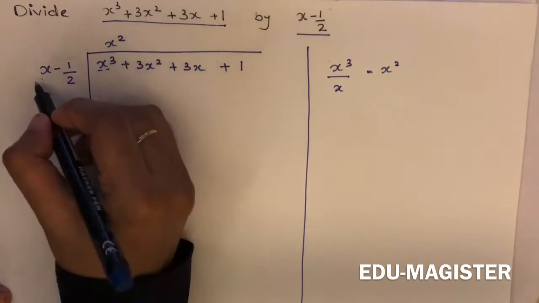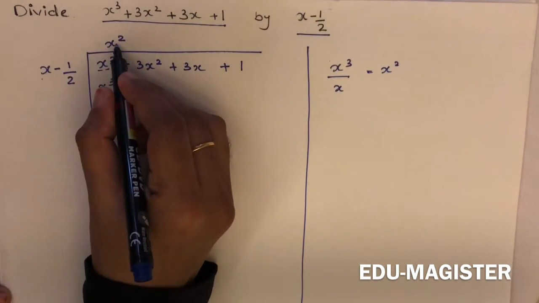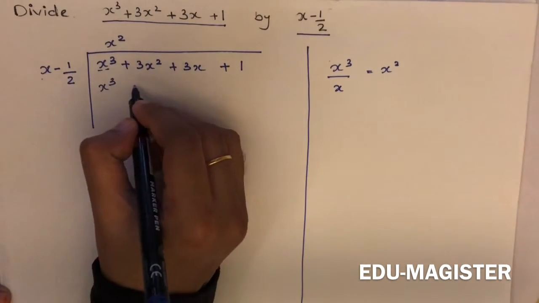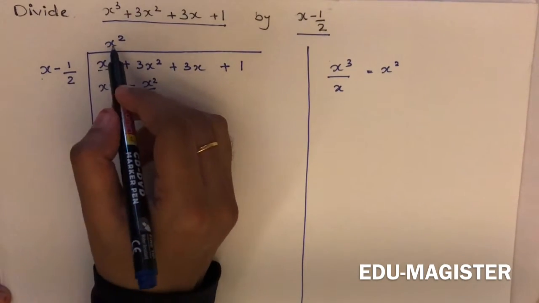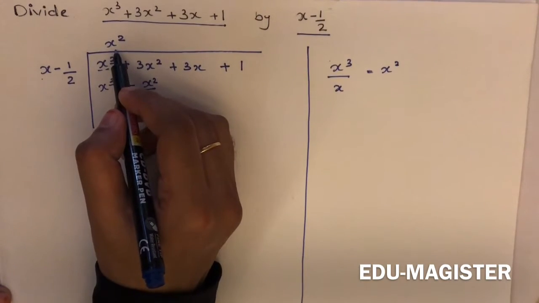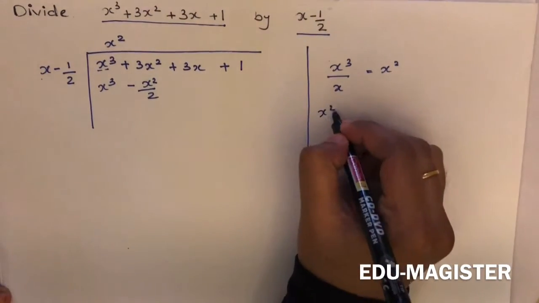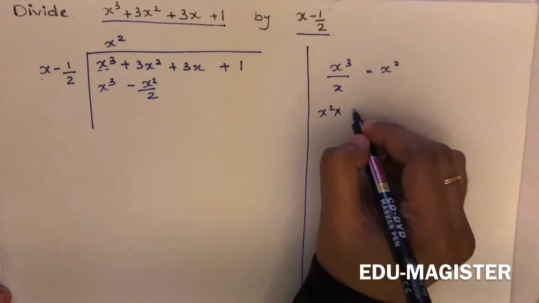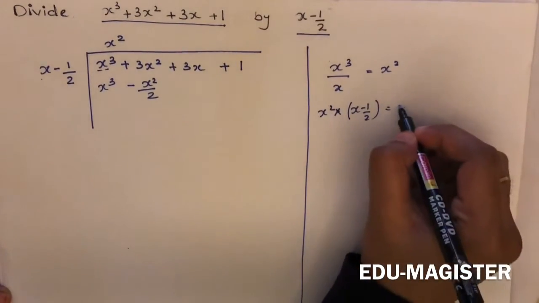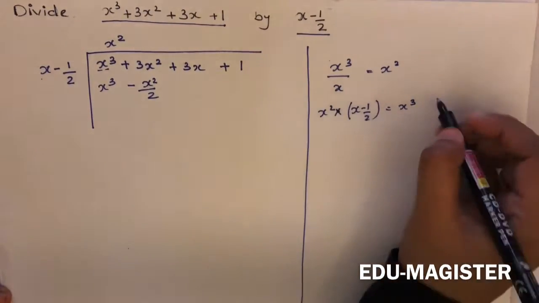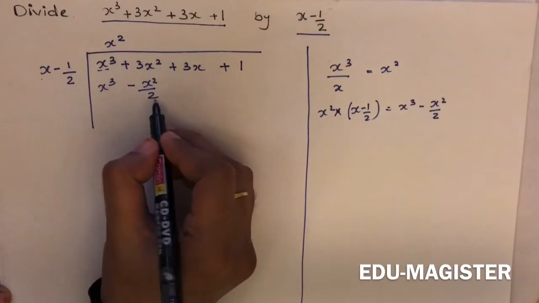So that is my first term in the quotient. Now we need to multiply it back. X square into x is x cube. X square into minus 1 by 2 is minus x square by 2. So what we are doing here, we are multiplying the quotient that we got with the divisor. Basically it is x square into x minus 1 by 2. So x square into x is x cube, then x square into minus 1 by 2 is minus x square by 2. That's what we have written here.